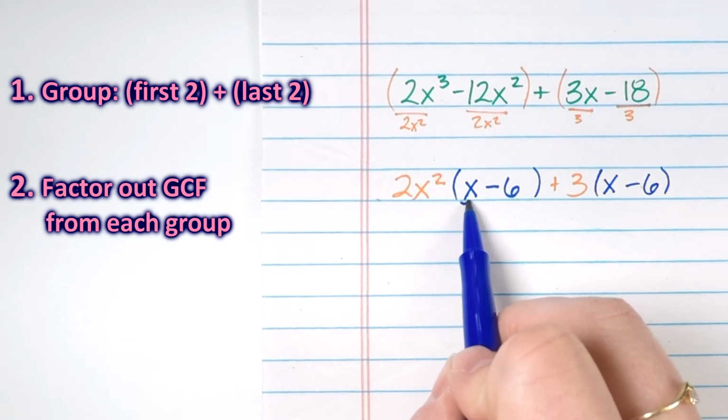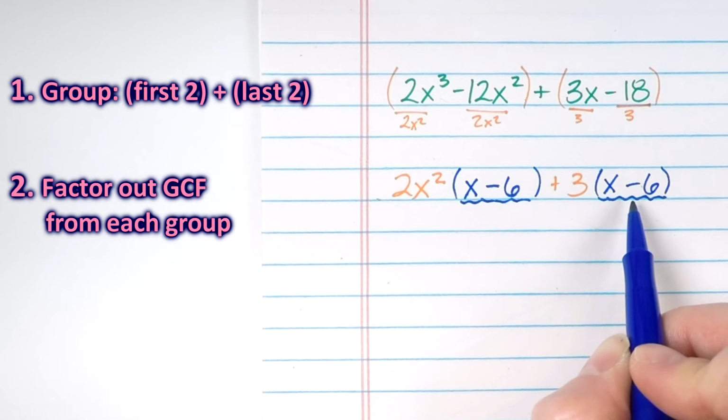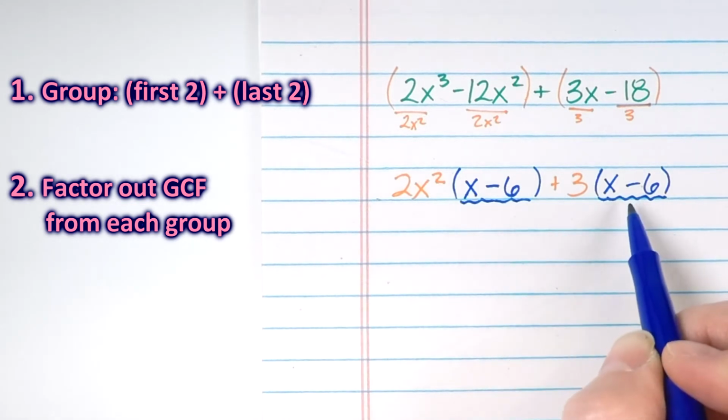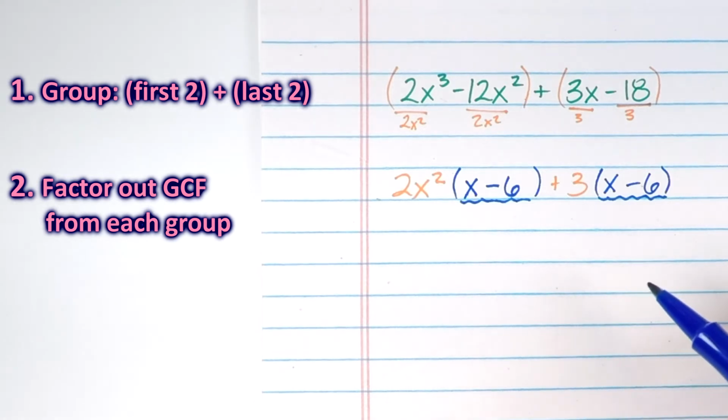Notice too that this x minus 6 here is the same as x minus 6 here. These should always end up being the same binomial. If they're not the same, then maybe you made a mistake. Maybe you might have to factor out some negatives to change some signs, or maybe you just can't factor by grouping, so then you have to do things like polynomial division, if it is even factorable.